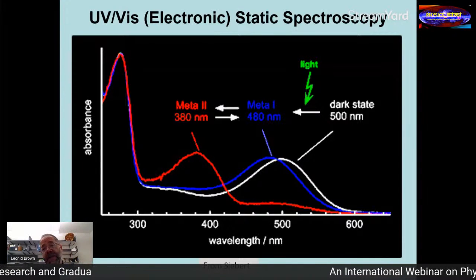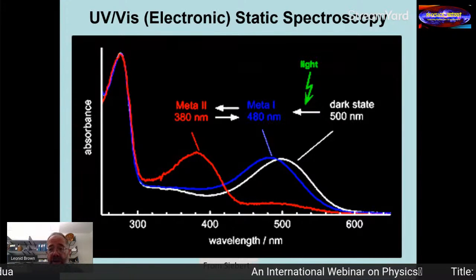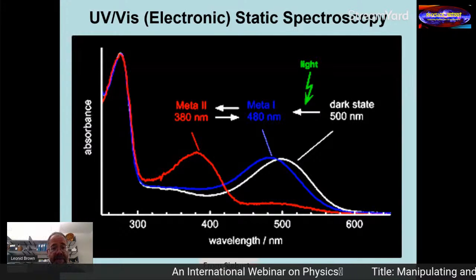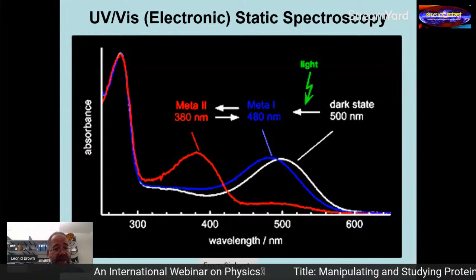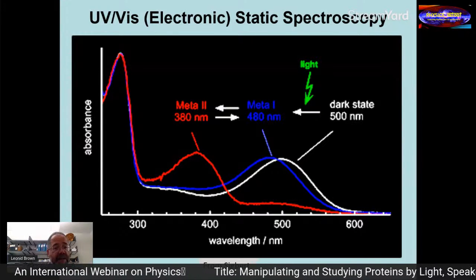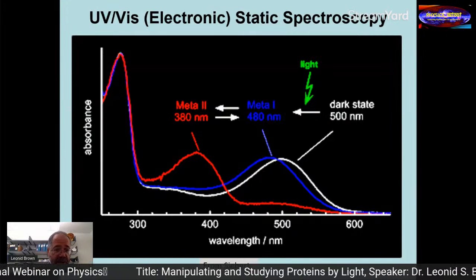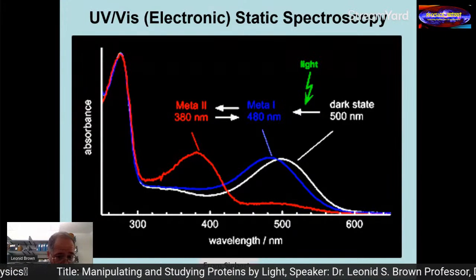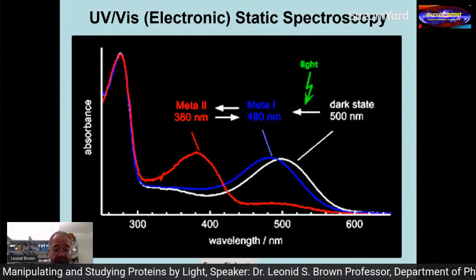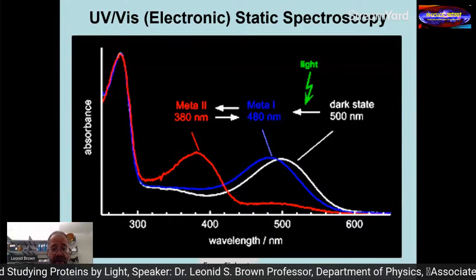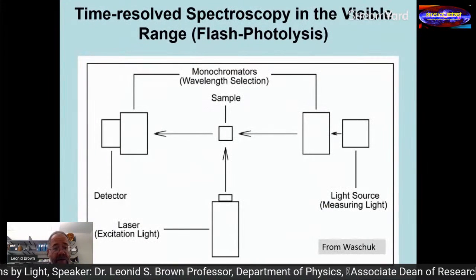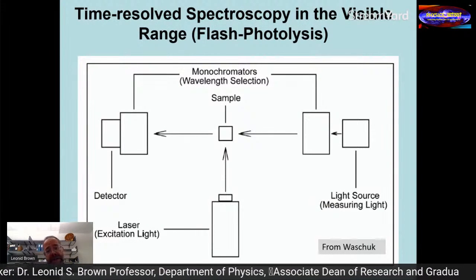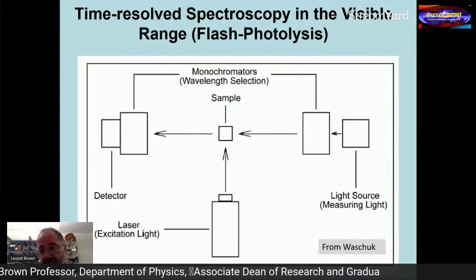But we are doing something a little more sophisticated, which is so-called time-resolved spectroscopy in the visible. Imagine that this transition is very fast, and we cannot catch it by doing static spectroscopy. Then we need to do time-resolved spectroscopy. It is a pretty old method called flash photolysis. This is a typical setup for flash photolysis in our lab.